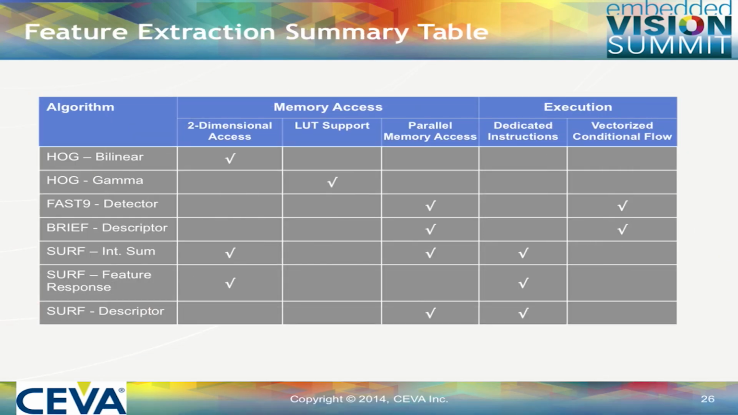So we're coming to a summary. We were talking about two-dimensional access in the bilinear and the integral sum. We were talking about lookup table support for nonlinear functions, parallel memory access to work on several areas of the image in a multiscalar fashion, dedicated instruction like the one in SURF for the box filter, and the vectorized conditional flow like the trick we saw how to do Fast9 in a very efficient way.